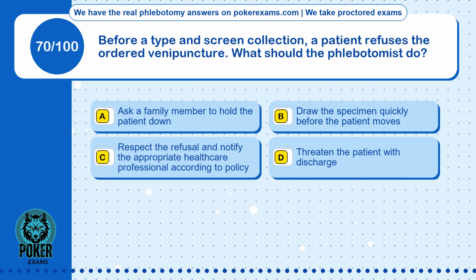Question 70. Before a type and screen collection, a patient refuses the ordered venipuncture. What should the phlebotomist do? Option A. Ask a family member to hold the patient down. Option B. Draw the specimen quickly before the patient moves. Option C. Respect the refusal and notify the appropriate healthcare professional according to policy. Option D. Threaten the patient with discharge.